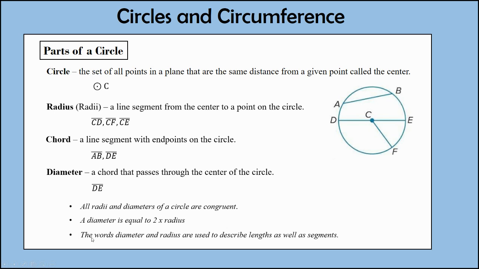And then lastly, the words diameter and radius are twofold. Number one, they describe lengths. So, we can give a number for this radius length. And also they describe the segment itself. So you've got radius CF, and we can also say the radius of the circle is 3 inches or whatever we want it to be. So it can describe a length as well as a segment. So there's the basic makeup of the interior segments of a circle.